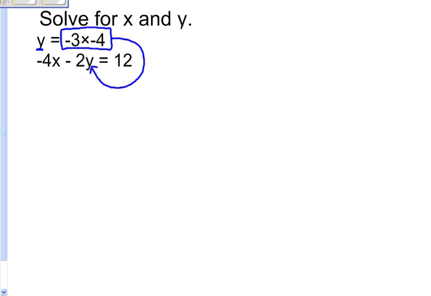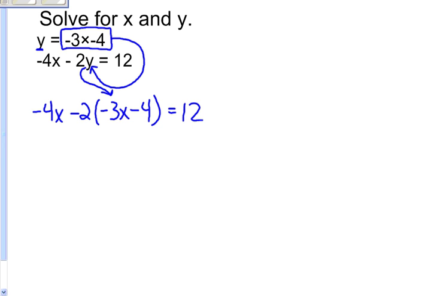So when we do that, we're going to get negative 4x minus 2. And right here where I should be putting the y, I'm going to substitute in a negative 3x. Oops, got to do that right. Negative 3x minus 4. I put that in for y and then finish this out, is equal to 12. And you can see where we substituted in for that y right there.